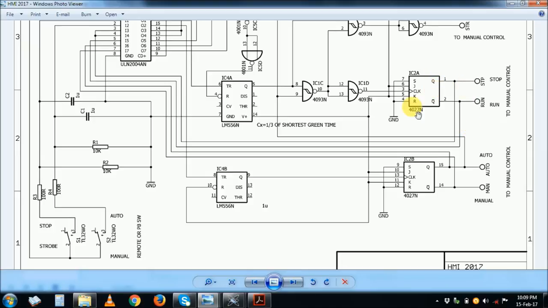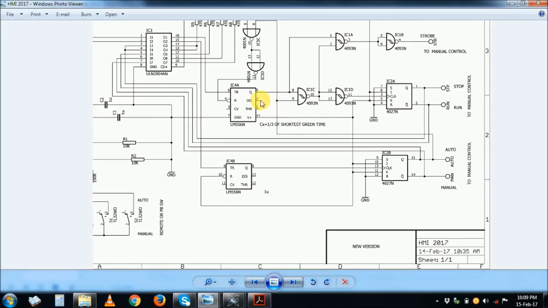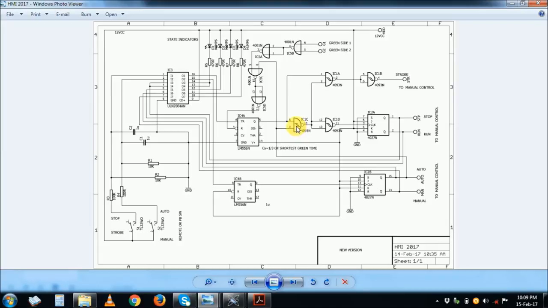This is just a toggle switch. You have a clock here, you have a toggle switch. So this changes on the leading edge, remember. The JK flip-flop changes on the leading edge. The moment it goes high, it changes the output. Here also, the moment it goes high, it changes the output. So this is how it works. Right, this is the HMI circuit as is.